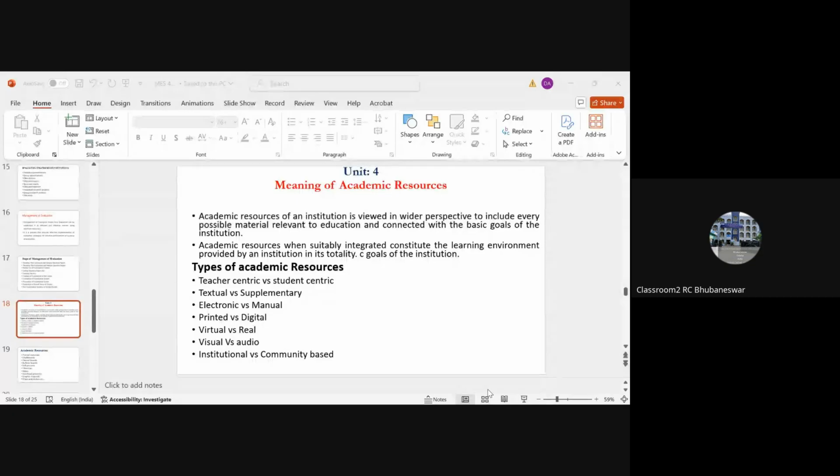These are not the last. You may add any other institutional resource. Other than all these institutional resources, what other institutional resource may you add? You share your thoughts, feelings, and your views. Anyone?